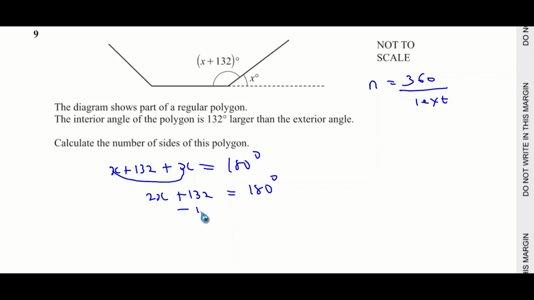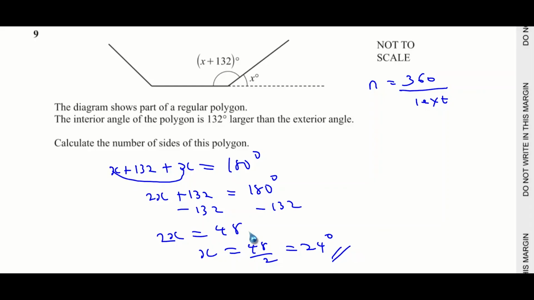Okay, so subtract 132, subtract 132. So x equals 180 minus 132. So this should give 48. Okay, and 2x here, then x equals 48 over 2. That will be equal to 24. Okay, 24 degrees. So this is what you get as the value of x.